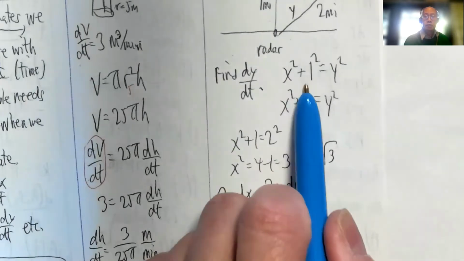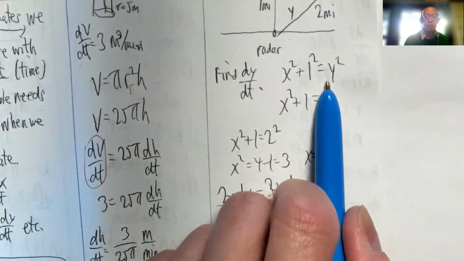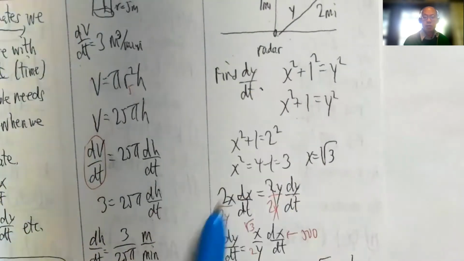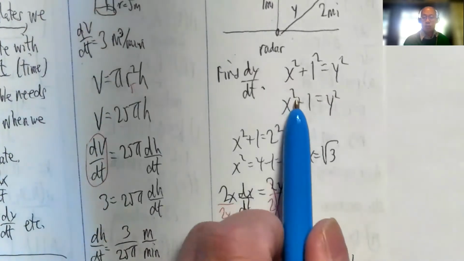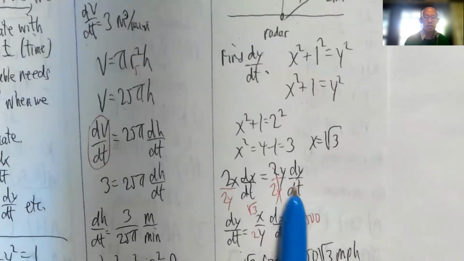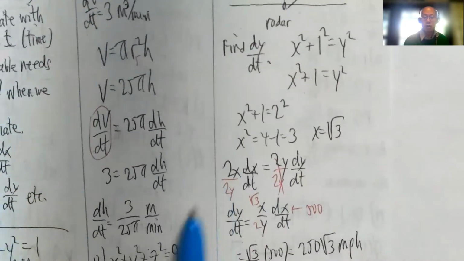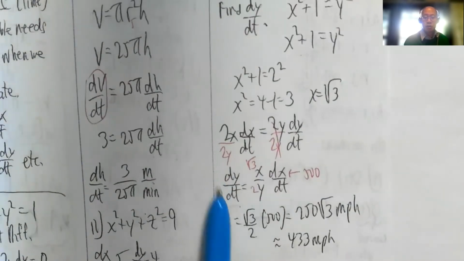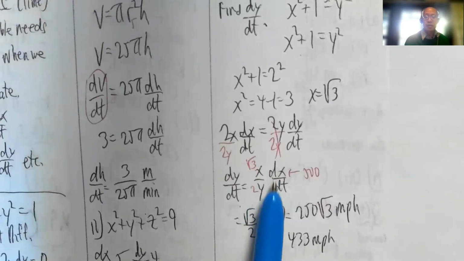Okay, so x squared plus 1 equals y squared. Differentiate with respect to t. Derivative of x squared is 2x dx/dt. Derivative of 1 is 0. And derivative of y squared is 2y dy/dt. Divide both sides by 2y. The 2's cancel out. So dy/dt is x over y times dx/dt.